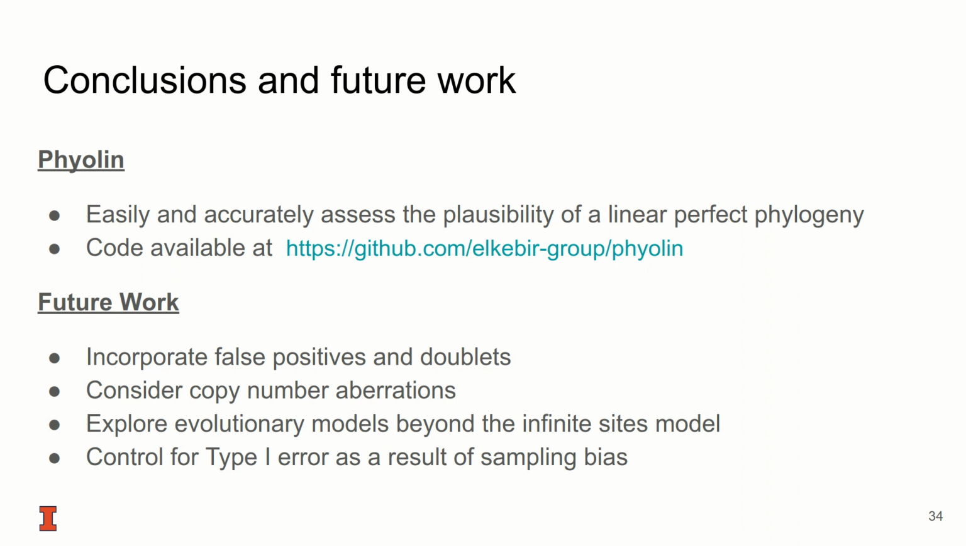As previously mentioned, we are also interested in exploring models beyond the infinite sites model. And finally, in the case where an experiment design may be biased, such as insufficient power to detect rare subclones, our hypothesis test may be sensitive to type 1 errors. So future work will also look at incorporating ways to control for the type 1 error caused by biased sampling of cells.